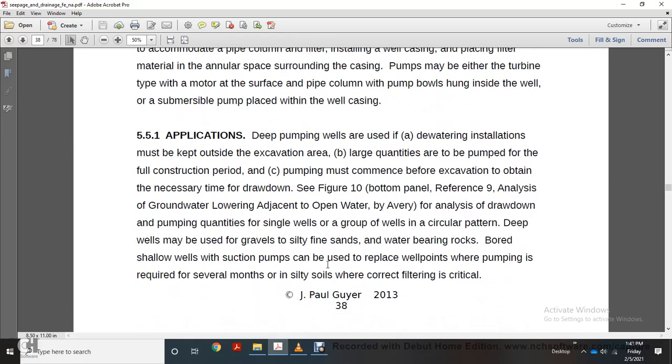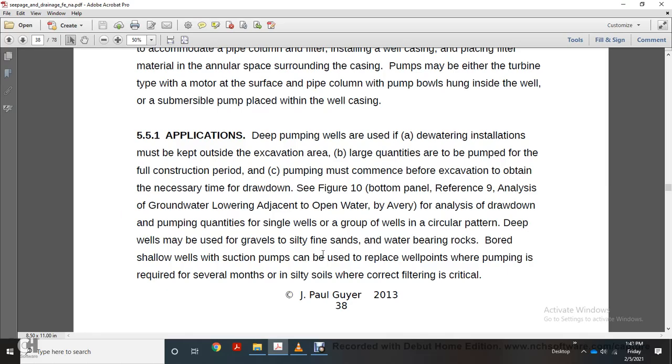Application: deep pumping wells are used if the dewatering installation must be kept outside of the excavation area. For the large quantity to be pumped for the full construction period, pumping must commence before excavation to obtain the necessary time for drawdown. See Figure 10, bottom pane, for reference on the analysis of groundwater flowing adjacent to open water, for analysis of the drawdown and pumping quantity with a single well and with a group of wells in a circular pattern.